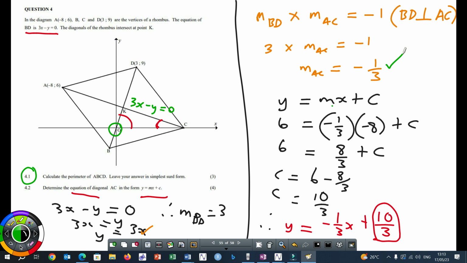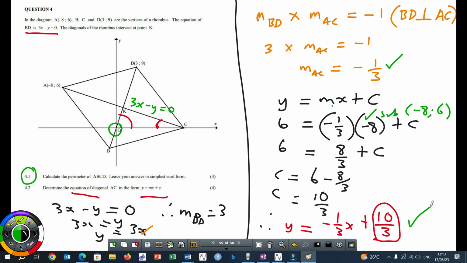Okay, can I have your attention? For substituting the coordinates at A, so here substituting what? It's minus 8, 6, right? Minus 8, 6. Okay, so that's your second mark. The final mark obviously will be for the equation.